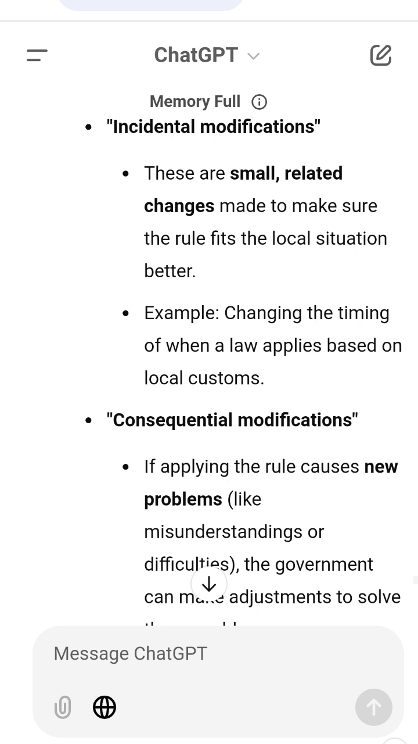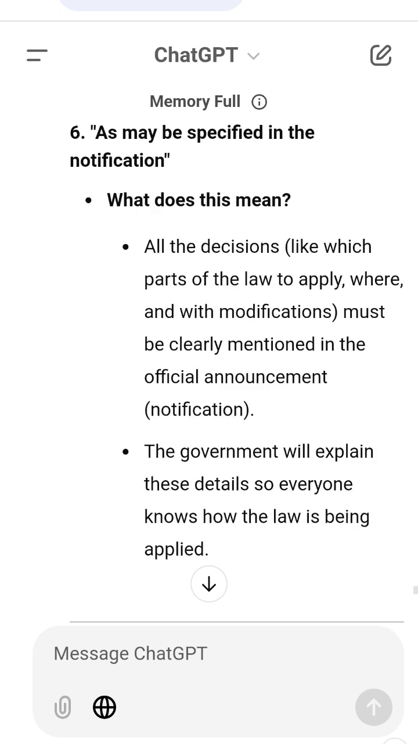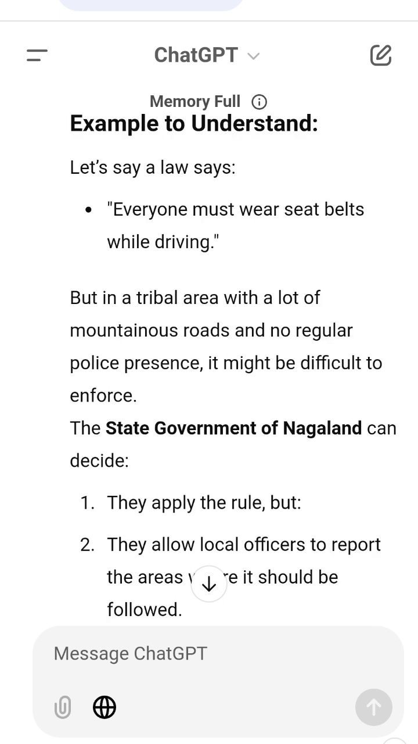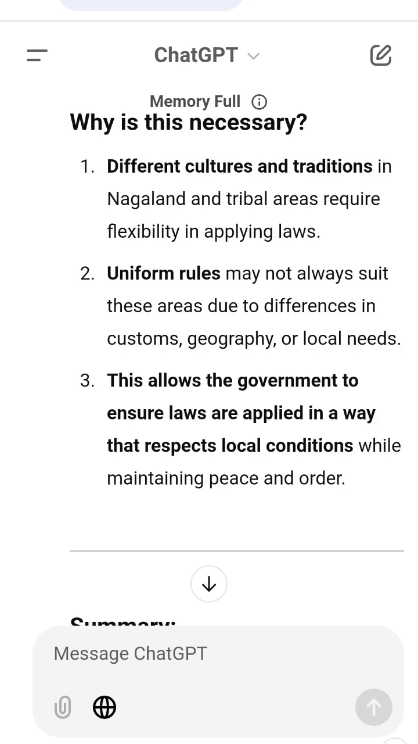Summary, in a nutshell. One: the government of Nagaland or a tribal area can decide if they want to use parts of the law. Two: they can make it work in the whole state, part of it, or not at all. Three: they can add or change the rules to fit local needs. Four: they must make an official announcement explaining everything. Five: this flexibility ensures respect for the unique cultures of Nagaland and tribal areas.